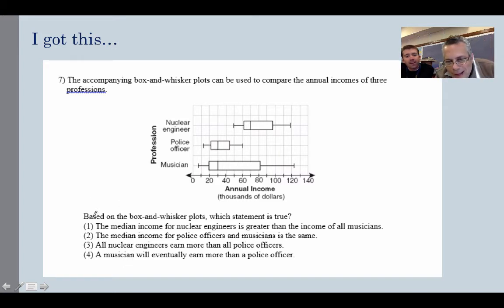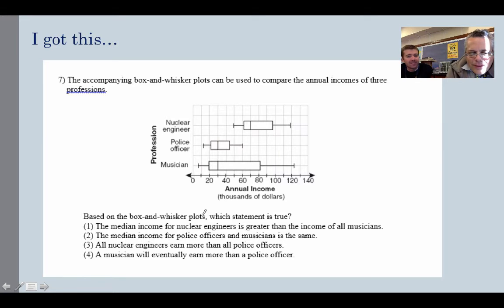I see that the highest musician beats the highest nuclear engineer. That's kind of cool. Yeah, well, all right, but notice it's way out here in the outlier section. Yeah, not too many. The lowest musician is a whole other story. All right, based on the box and whisker plots, which statement below would be true?